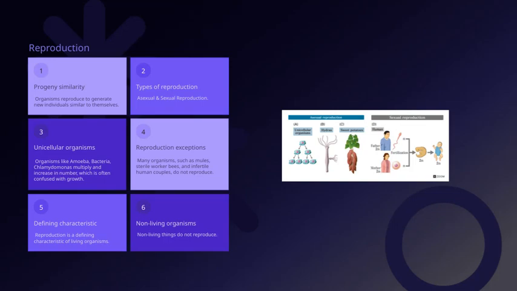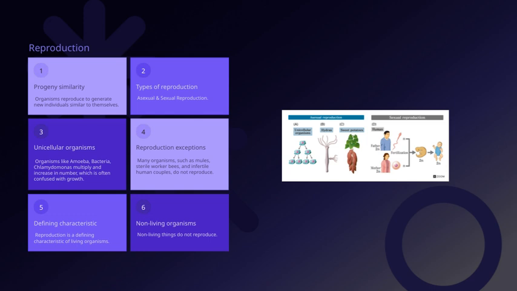Reproduction is a fundamental characteristic of living organisms, and it's what allows life to continue and evolve. However, it's important to understand that non-living things do not reproduce, which clearly distinguishes living from non-living. When we talk about living things, some organisms, like mules, sterile worker bees, and infertile human couples, do not reproduce at all. These are good examples of exceptions to the general rule, and they help us see that reproduction isn't always straightforward. There are two main types of reproduction: asexual and sexual. Each has its own mechanisms and significance in the survival of species.